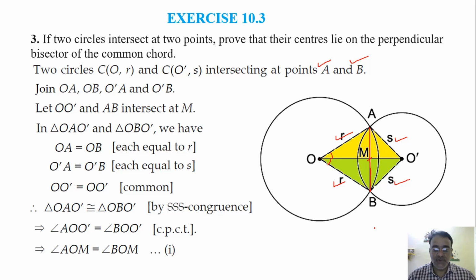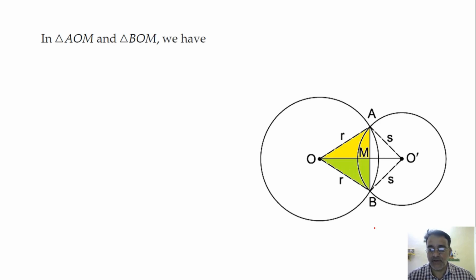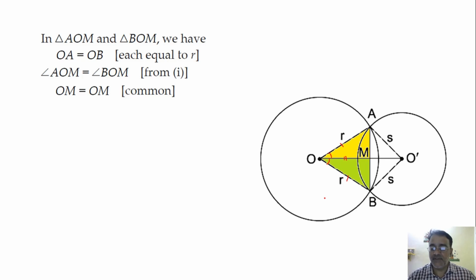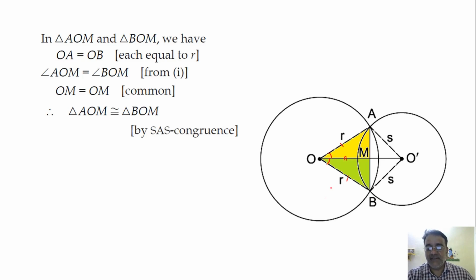So this will imply angle AOM is equal to angle BOM because they belong to the same angle. So let us take those two triangles. These two sides are equal, radii of the circle, and these two angles are equal, proved above, and this is the common side. So these two triangles are congruent by which criteria? SAS congruence rule. Very good. So that will imply these two angles are equal and AM is equal to BM by CPCT.